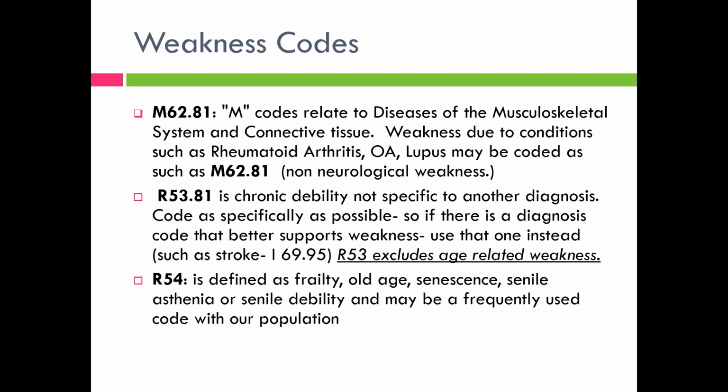Let's talk about weakness codes for a moment. M codes, like M62.81, relate to the disease of the musculoskeletal system and connective tissue. This weakness is due to conditions like rheumatoid arthritis and lupus that are non-neurological in nature. R53.81 is a chronic debility code. We need to code as specifically as possible, so we will not typically use this code if there is a diagnosis code that is better supportive of the weakness. R54 is for frailty and debility in old age. This may be a more common code choice considering our population.